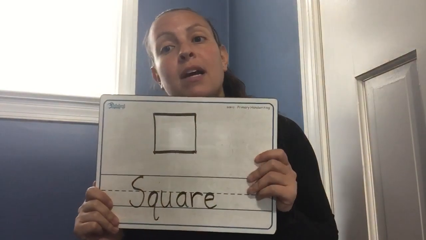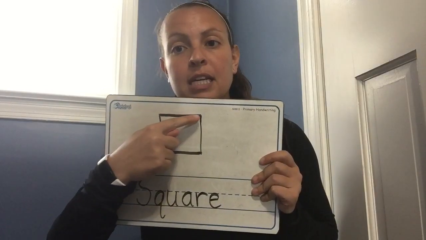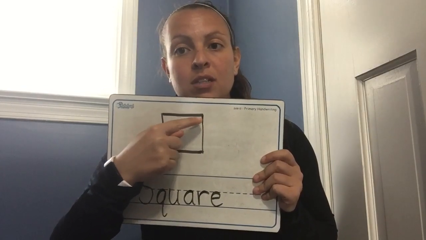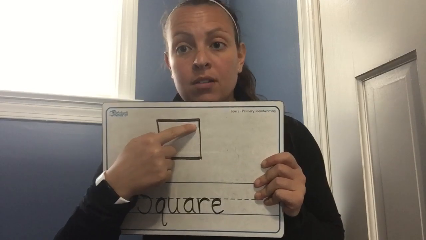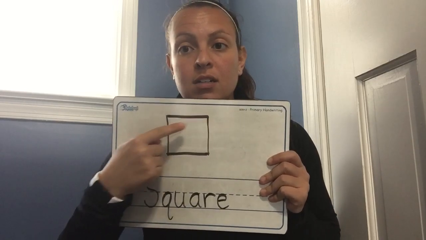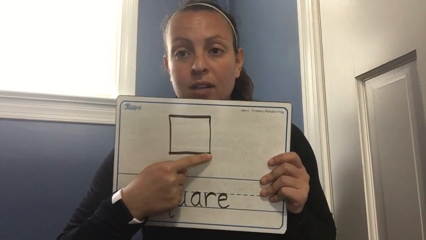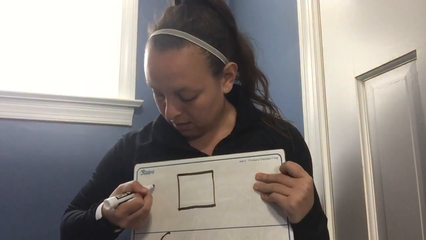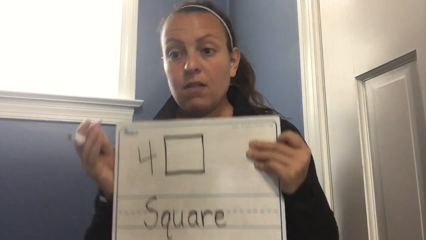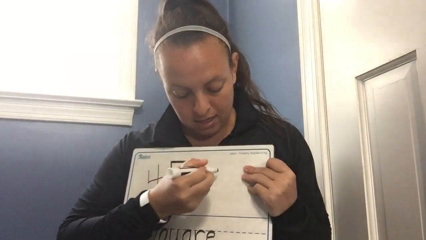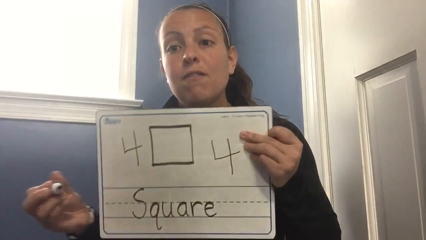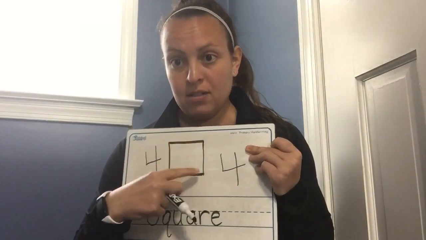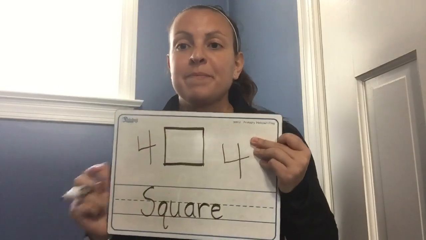And then we also talked about where those straight lines meet. So this straight line connects with this straight line. Right there is a corner. So we have one corner here, 2, 3, 4. So that means a square has four sides, four straight lines, and four corners. 1, 2, 3, 4.